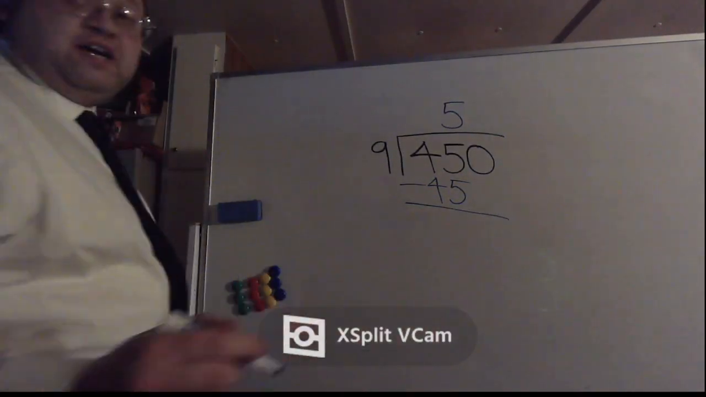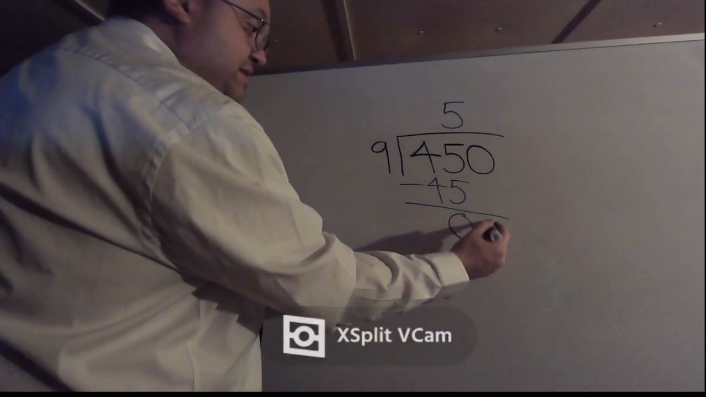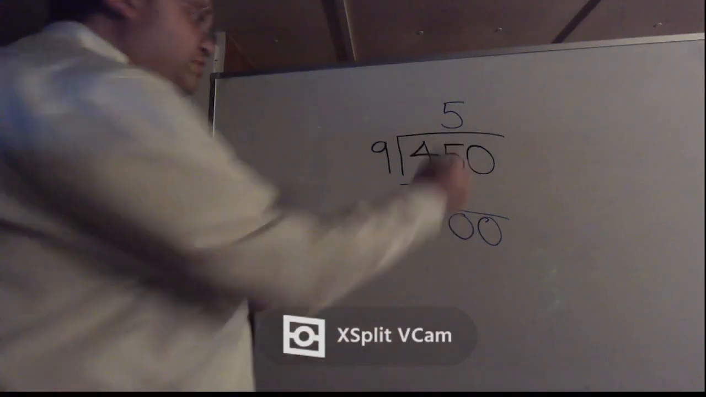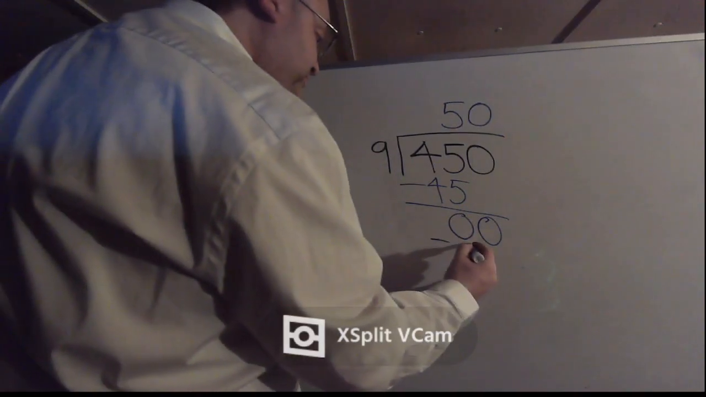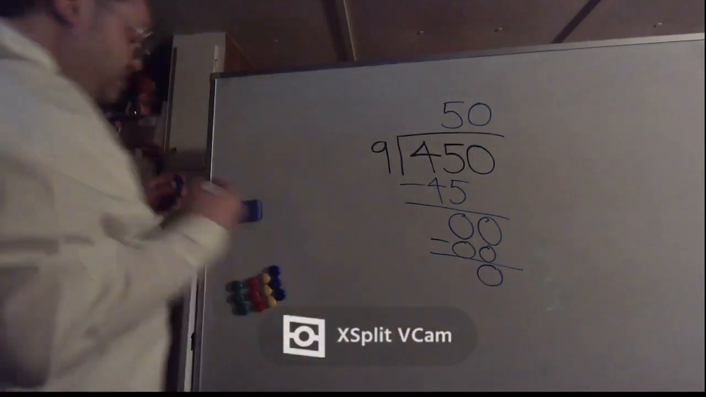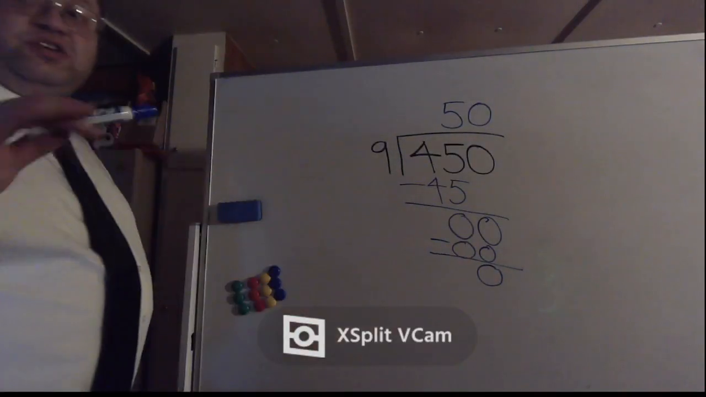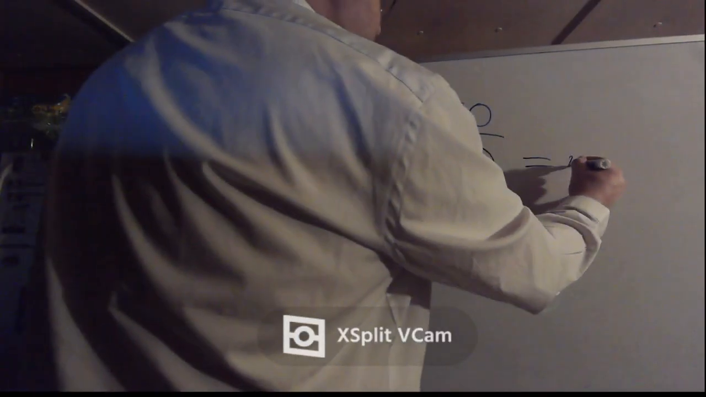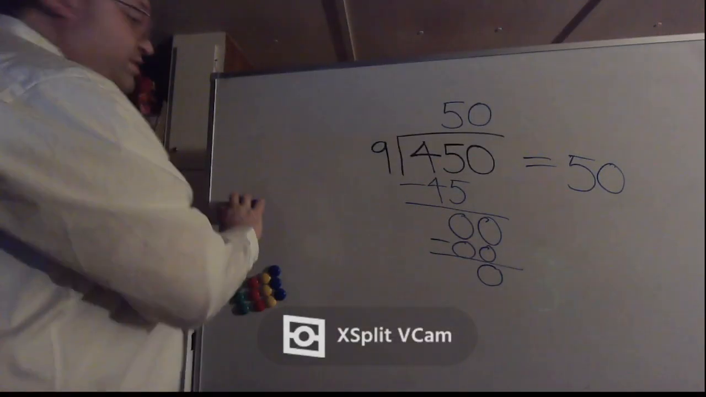45 minus 45 is in fact 0. Bring down the other 0 from the dividend, you'll get 0. How many times does 9 go into 0? Well, 0 times. So 0 times 9 is 0. 0 minus 0 is 0. So once you're done bringing down numbers from the dividend, you have no more to bring down, you've arrived at your final result. The final result for this one is 50. Your remainder is 0. So you have no remainder, it's just 50.